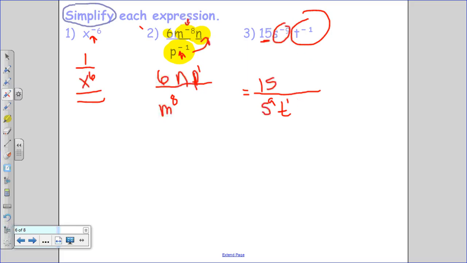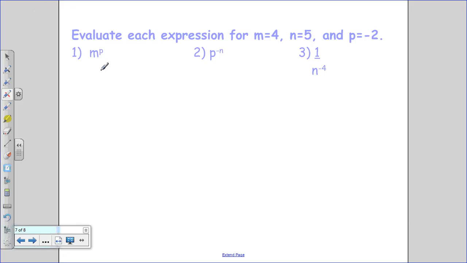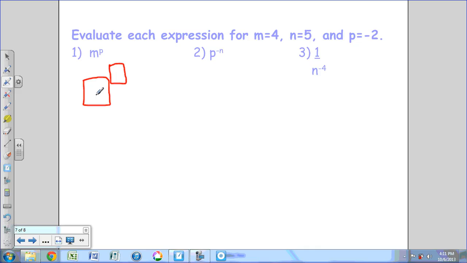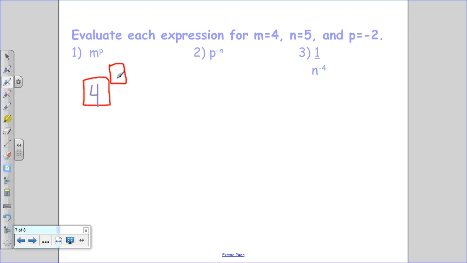Okay, so got some more to evaluate here. Now this one has some m and p's, got some variables for the exponents. So basically I have this right here is going to represent my m, and this is going to represent my p. M is 4 and P is negative 2. So since 4 is raised to a negative power, that means it's going to have to get moved to the bottom. So 4 squared, and 4 squared is 16.